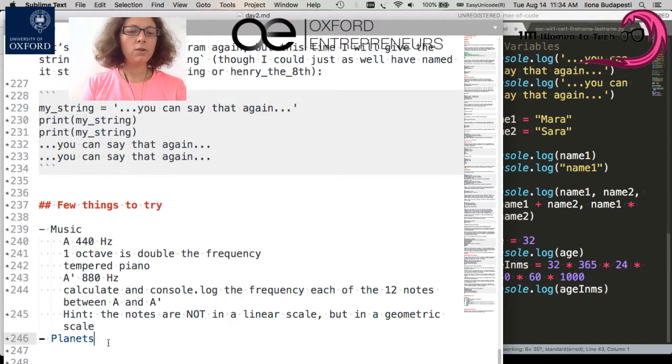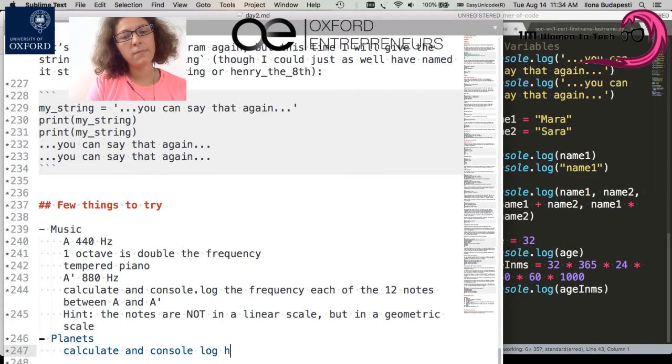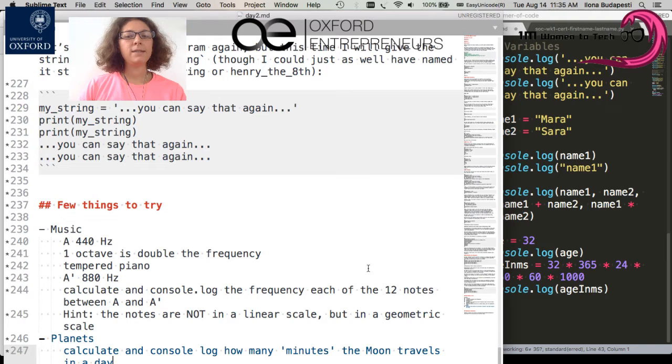The second thing to try is planets. My question to you is: calculate and console log how many minutes the moon travels in a day. How many minutes the moon travels in a day. This is a bit tricky. Hint.